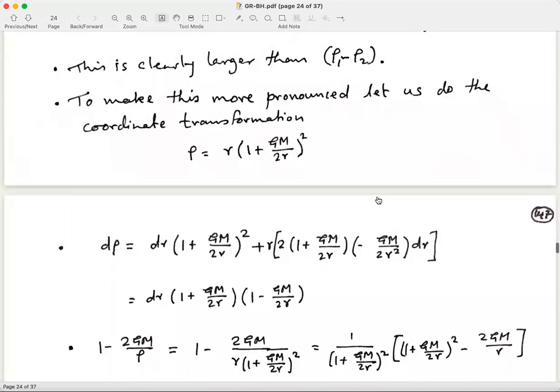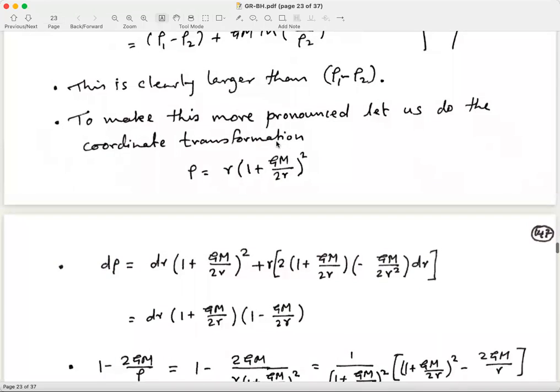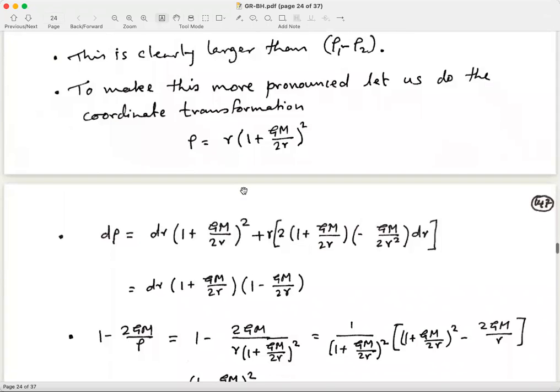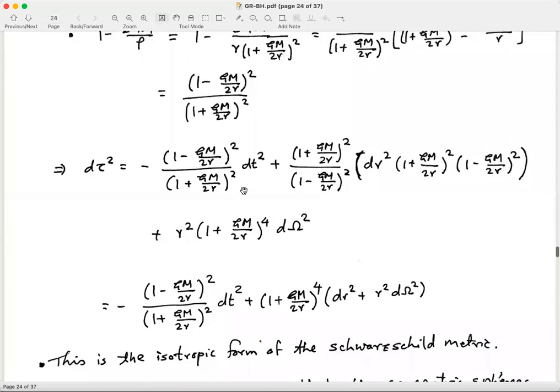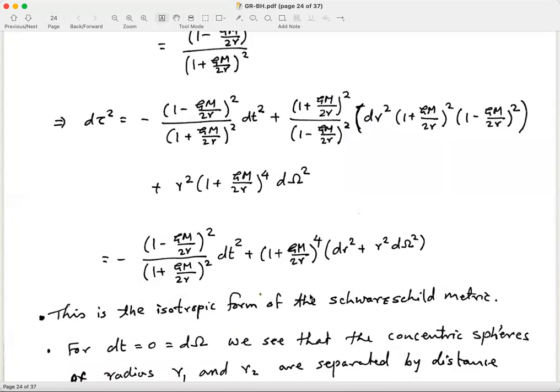Then we carried out some small manipulation to make this effect look a little more pronounced by changing the coordinate system, replacing rho by a new coordinate r, and manipulating the metric to write down the proper time d tau squared in this particular fashion. Now if you look at the distances between concentric spheres, you can forget about the time. You can just choose dt equals 0, and then you'll find that the concentric spheres are not separated by r1 minus r2, but there is a factor of 1 plus GM over 2r to the fourth sitting around, which makes the effect look much more pronounced because of the fourth power.